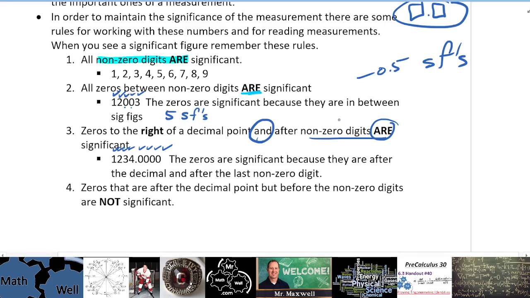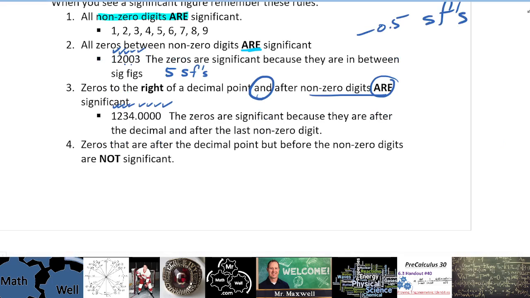Yes, question? So in this scenario, there could be a 1 after that last 0, but you don't know. Well, there could be a 1, yeah. It doesn't have to be. Right, there doesn't have to be.